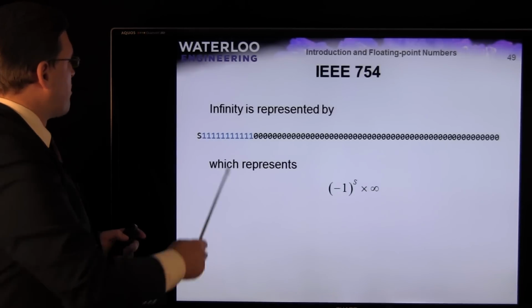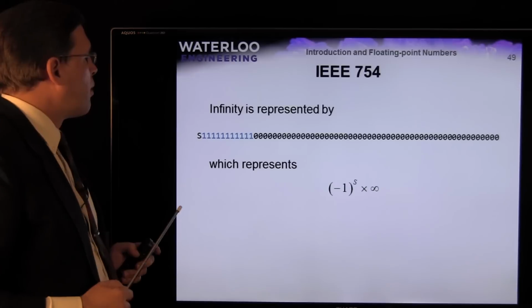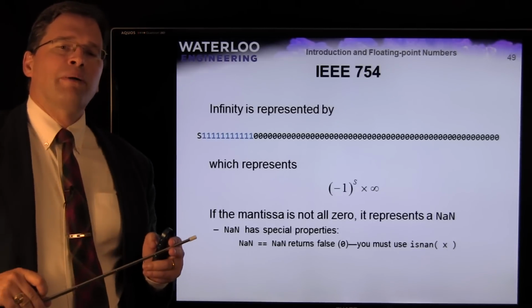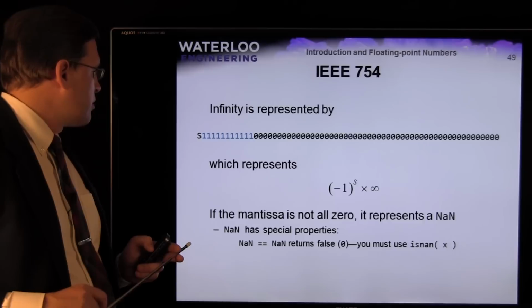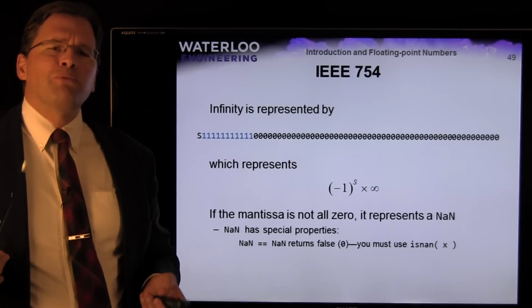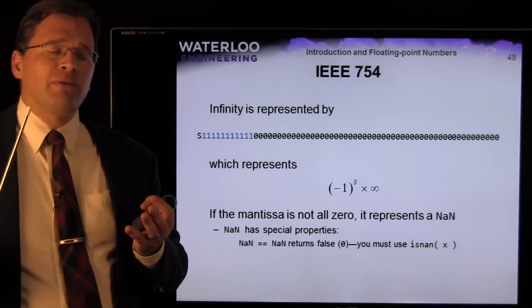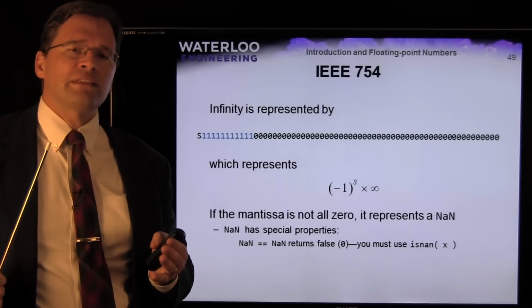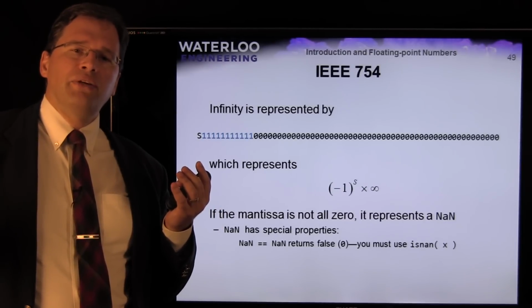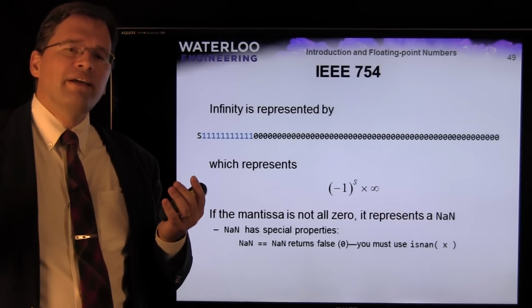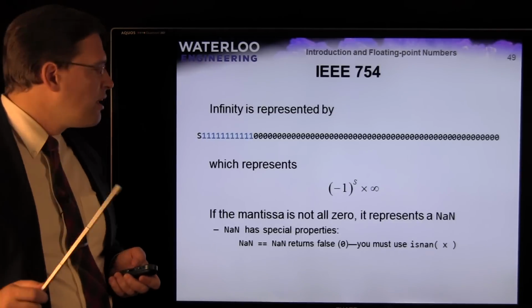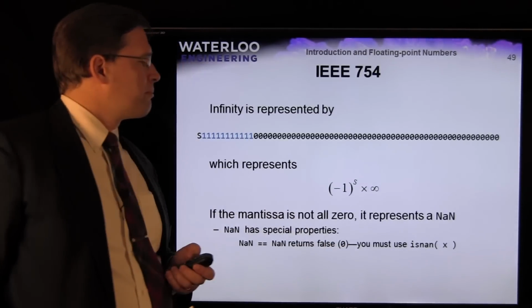Infinity is represented by the sign bit with all ones, and if the mantissa is not all 0, then that represents some not a number. Normally the first bit there is set to 1. Not a number has some really weird characteristics, and the characteristics exist for good reasons. For example, if you compare two not a numbers, you get back false. So not a number equals not a number returns false. So you actually have to use a special function, is not a number.